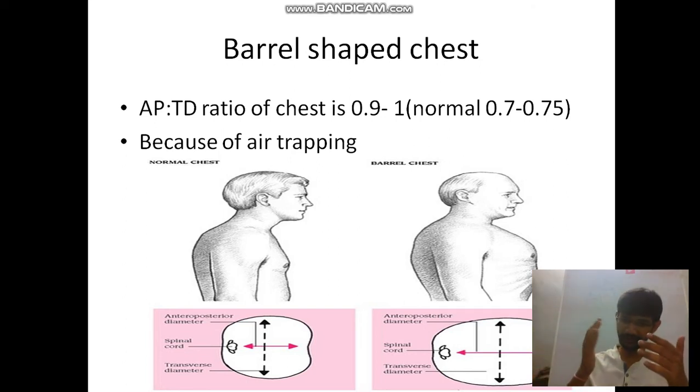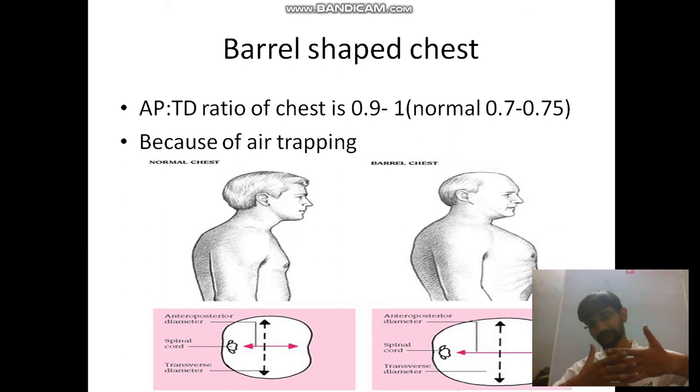The normal anterior-posterior diameter of the chest to the transverse diameter of the chest is 0.7 to 0.75. So what happens in a COPD patient? There is air trapping. Why is there air trapping? Because of the distal airway collapse. Because of the air trapping, the chest increases in circumference.